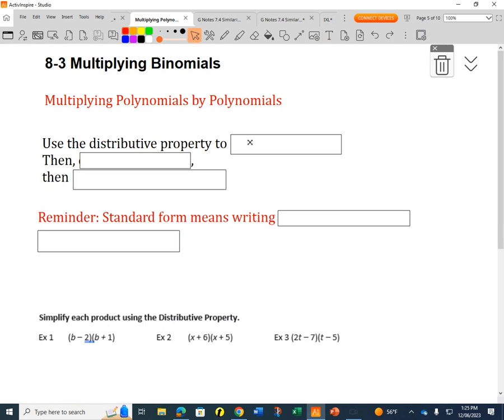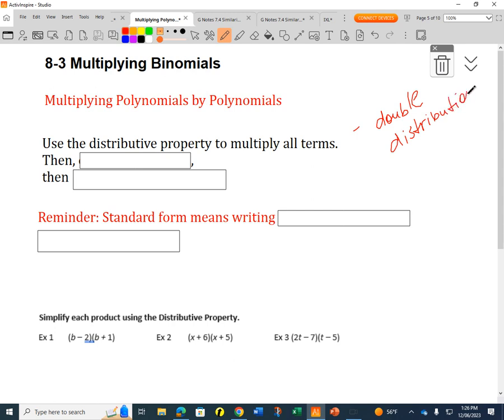We need to use the distributive property to multiply all the terms. We're going to call that double distribution. Sometimes people call that the FOIL method, but I'm going to use double distribution. We're going to multiply everything in one parenthesis by everything in the other parentheses. Once we multiply everything by everything, then we're going to combine all the like terms possible.